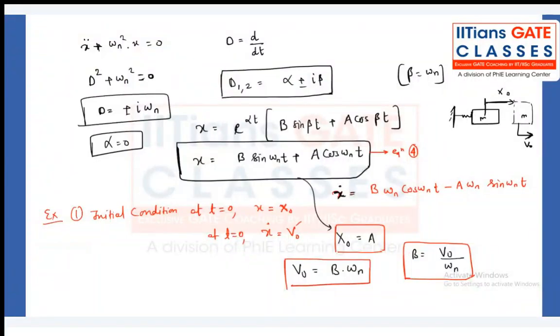How to solve this one? x double dot plus omega n square into x equal to 0. Now, everybody knows from mathematics, from the differential equation, that D square plus omega n square is equal to 0. How to find the roots of this equation? D is equal to plus minus iota into omega n.